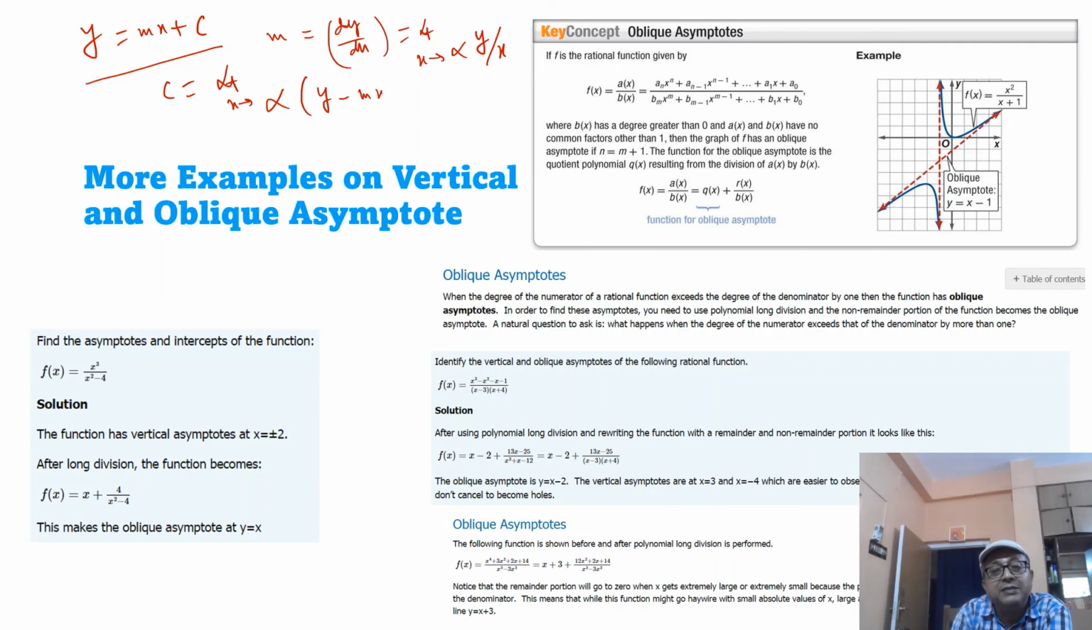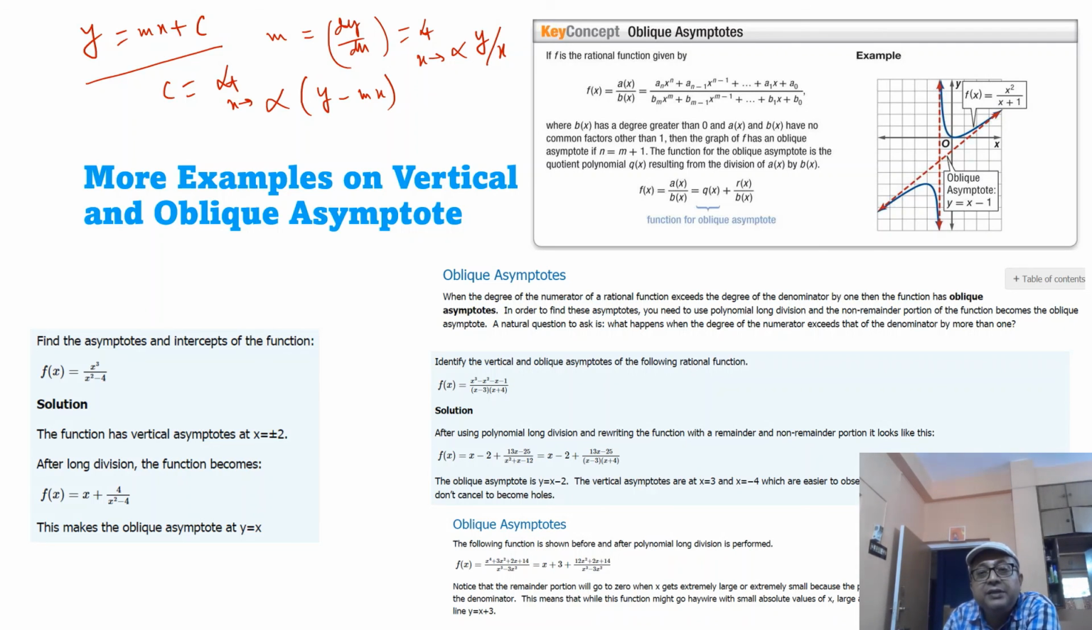But don't you think, in a different manner, when the degree of x in numerator is greater than the degree of x in denominator, it can be obtained by using long division also. If you divide numerator by denominator, suppose the quotient you are getting is q(x) and the remainder is r(x), then f(x) can also be expressed in this form: q(x) plus r(x) by d(x). This y equal to q(x) will give you the equation of the oblique asymptote.